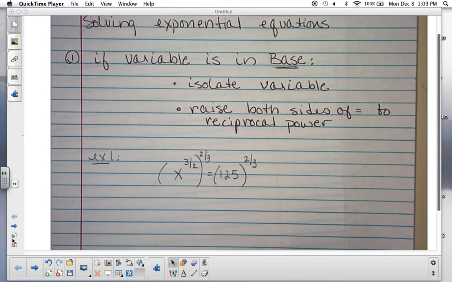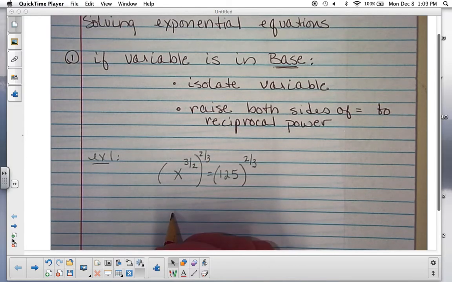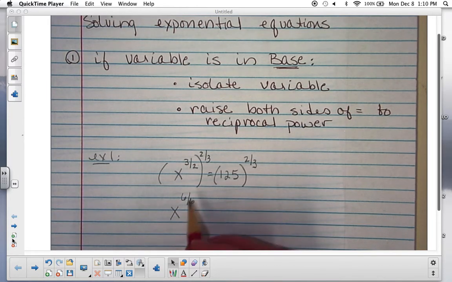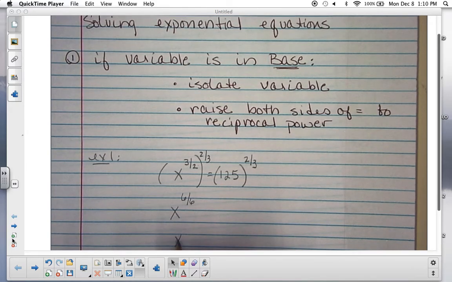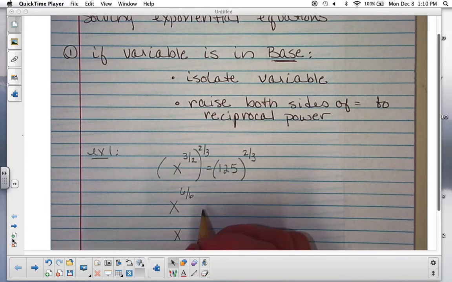Now the reason that this works is, remember from day one, those double exponents, power raised to a power, the rule is to multiply here. So I end up with 3 times 2 and 2 times 3. Of course, 6 over 6 is the same as just 1. So by raising to the reciprocal, you get x all by itself.